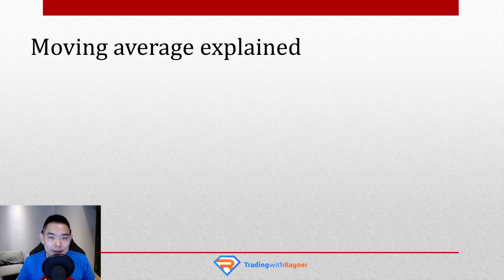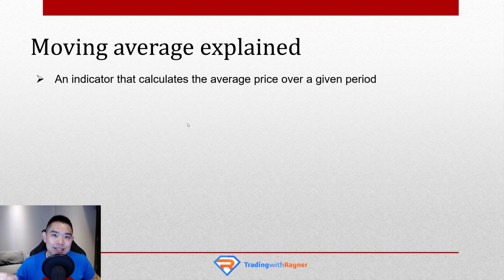So, what is a moving average? Moving average is actually an indicator that calculates the average price over a given period. So let's say, for example, a 5-day moving average. A 5-day moving average will calculate the average price over the last 5 days. So let me illustrate this so you understand it better. It's very simple, really. So for a 5-day moving average, let's say you have 5 candles on your chart. 1, 2, 3, 4, and 5.